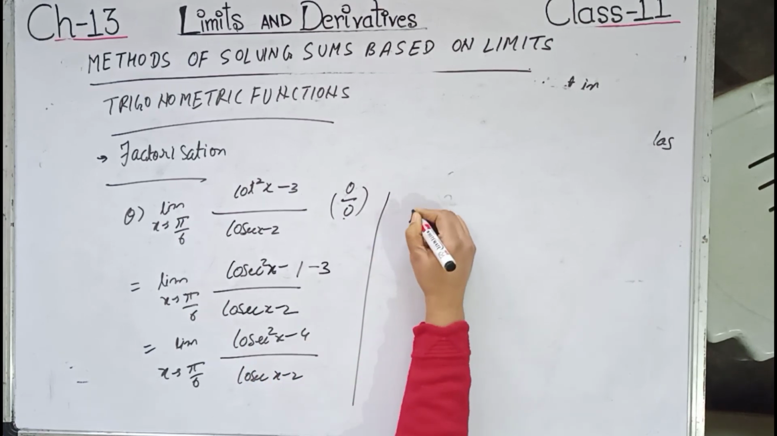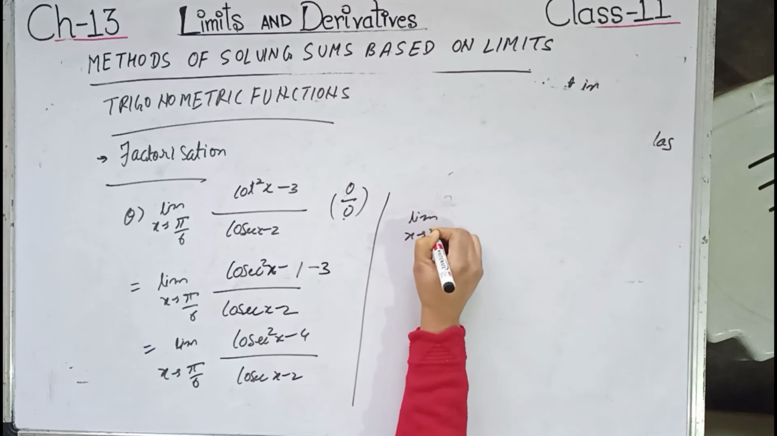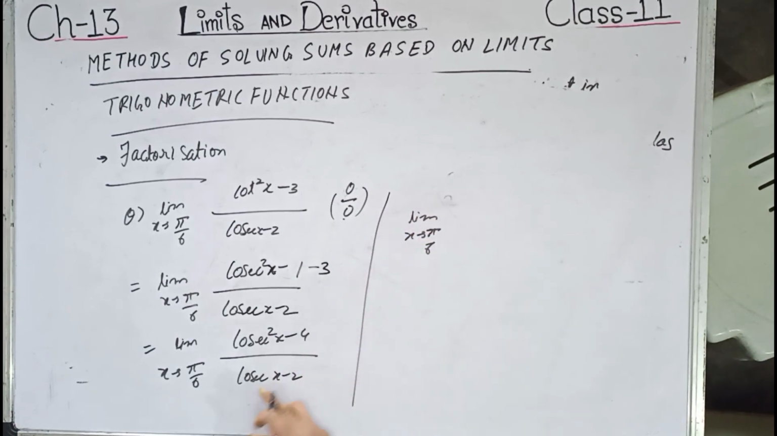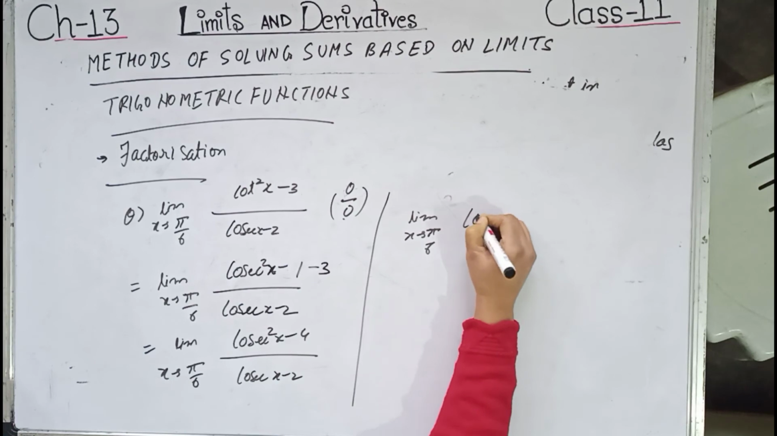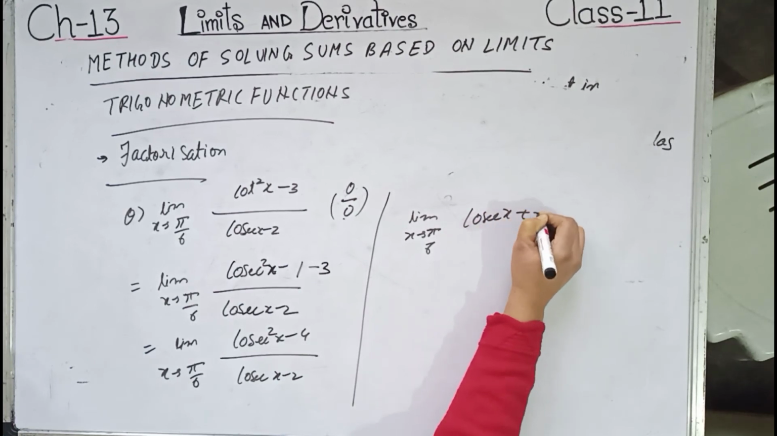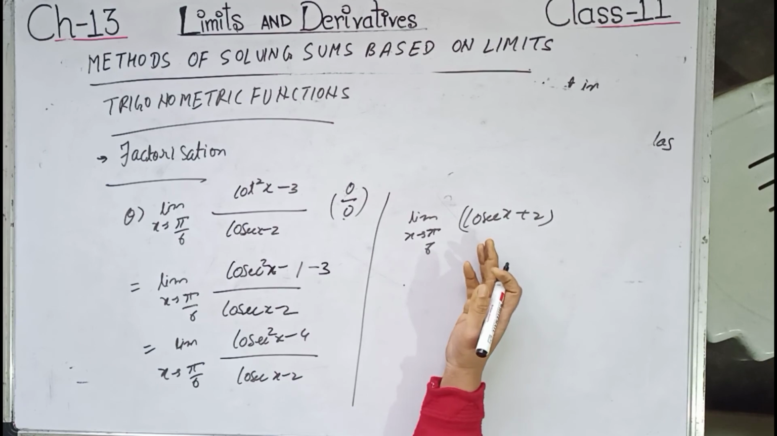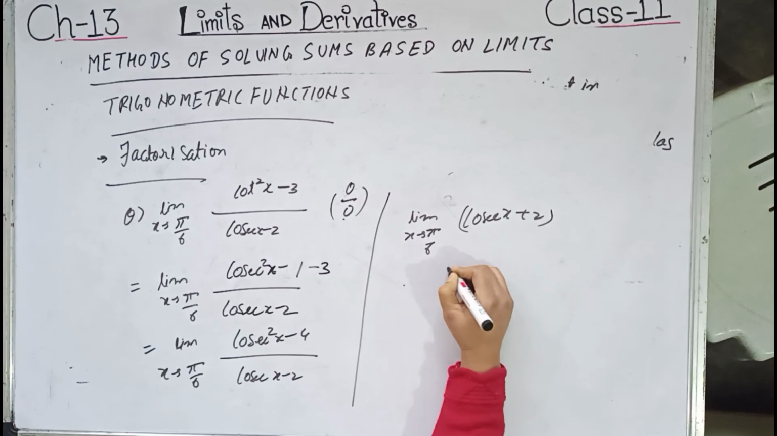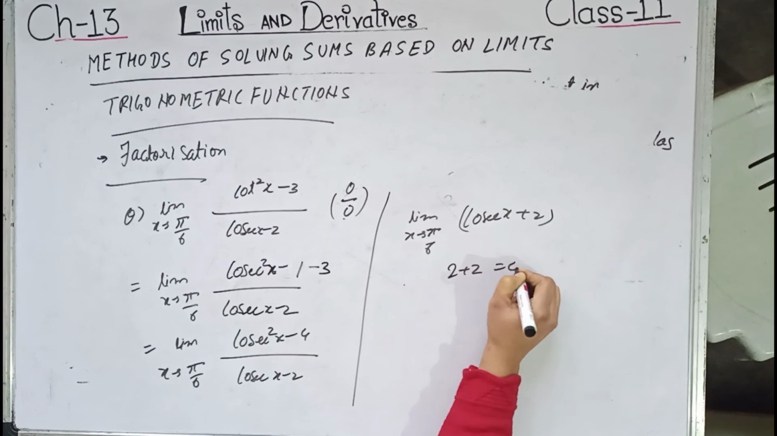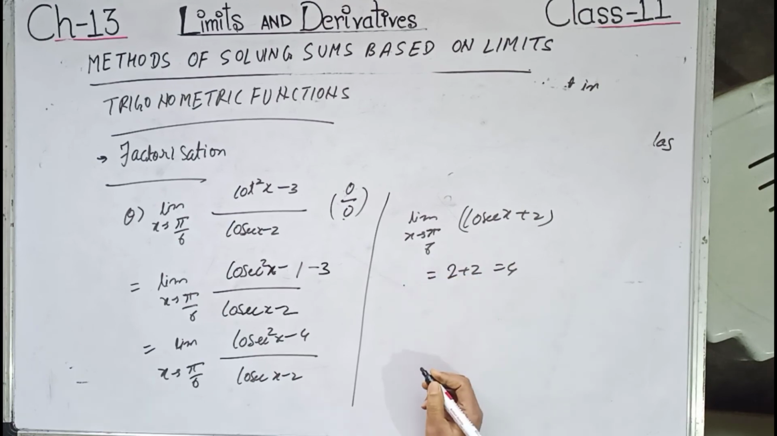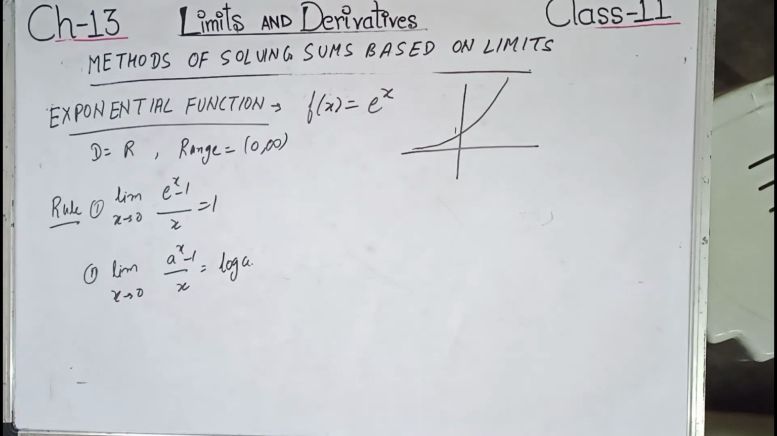So this limit x tending to pi by 6. Now cosec x minus 2 will be cancelled and we are left with cosec x plus 2. Now put the value. Now sin 30 is 1 by 2, so cosec 30 is 2, plus 2, that is 4. So the answer will be 4. So in this way also we can solve the trigonometric functions.